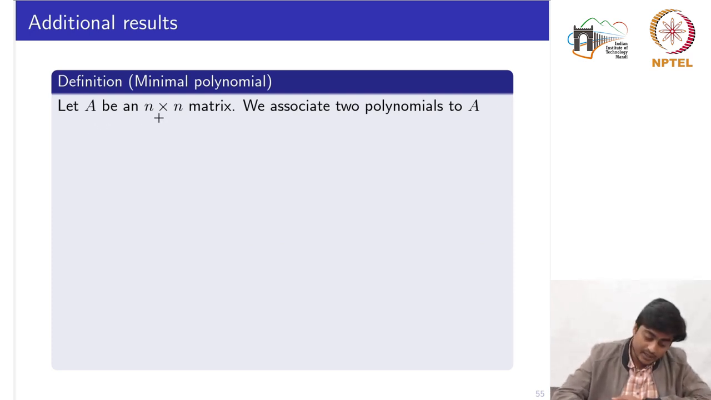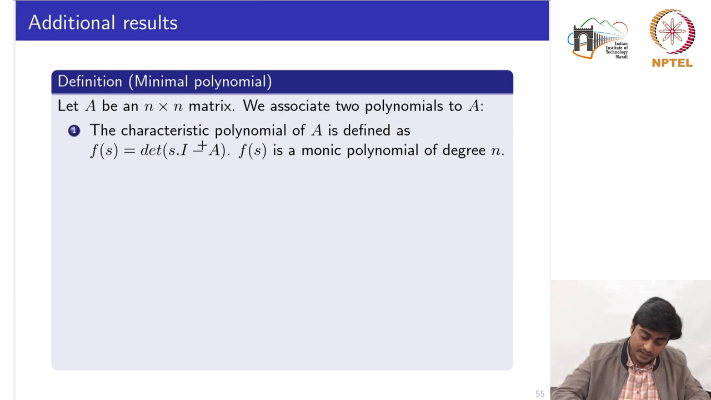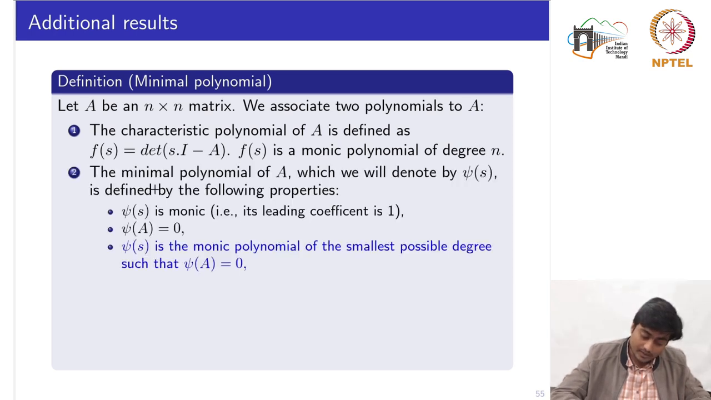So let A be an n cross n matrix. We associate two polynomials to the matrix A. First is the characteristic polynomial, which we had already seen, given by the function f of s as the determinant of sI minus A, where f of s is a monic polynomial of degree n. Another polynomial is the minimal polynomial of A, which we will denote by psi of s, and is defined by a function having the following properties: psi of s is monic, that is, its leading coefficient is equal to 1, and psi of A is equal to 0.